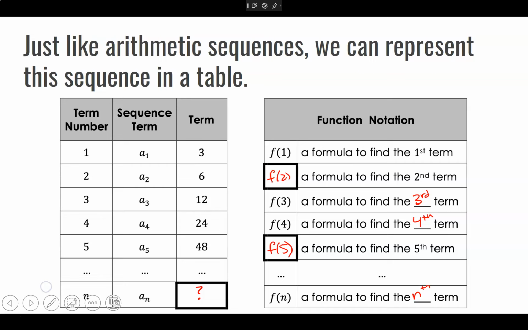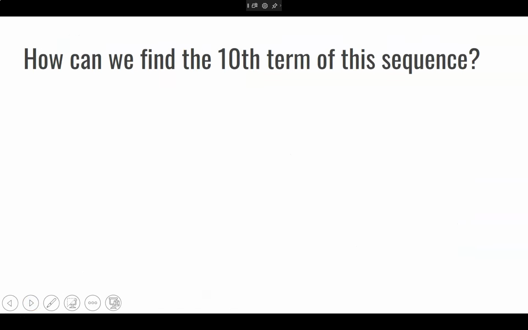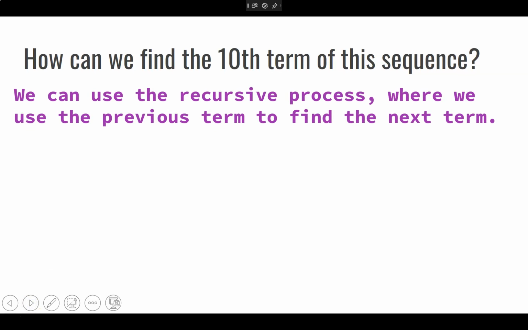All right, so now let's use this information. How can we find the 10th term of this sequence? What could I do? Yeah, keep on multiplying by 2. Continue the process. We could actually, which is technically using the recursive process, where we just keep using the previous term to find the next term. So we're just going to keep on multiplying by 2. I already have the first 5, I think. So it wants us to keep it going to find the 10th.